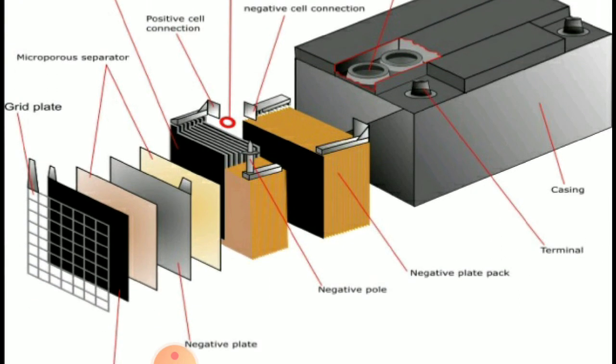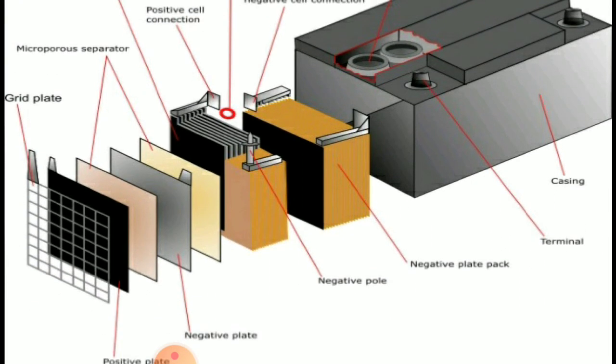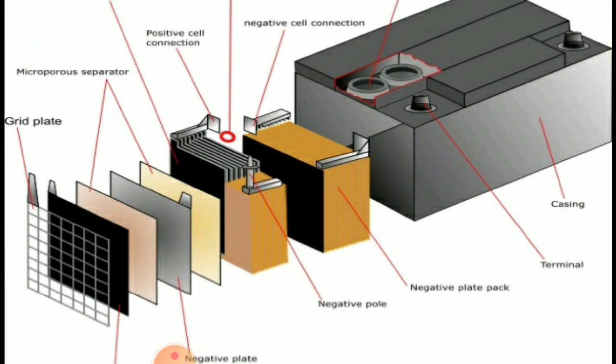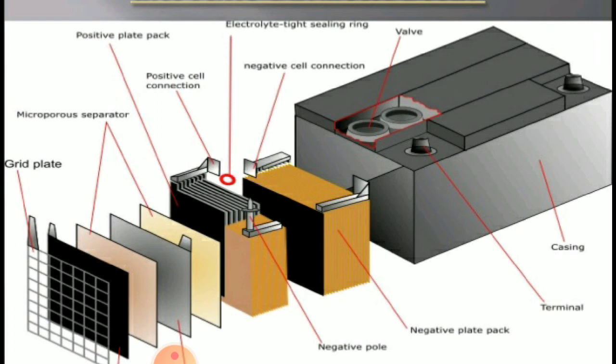Next we have the positive plate, black in color, and then we have separators. The separators will separate the positive and negative plates. The negative plates are shown in gray color, and then we have the positive plates and negative plates combined with the separators in between.